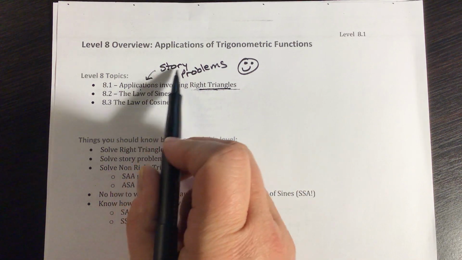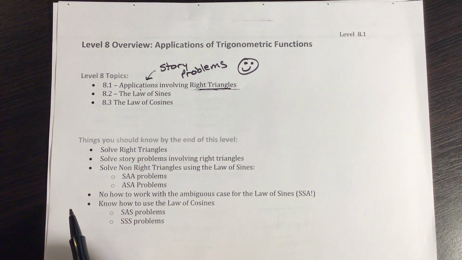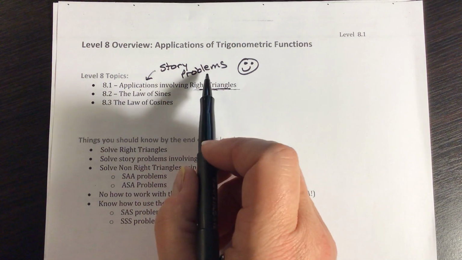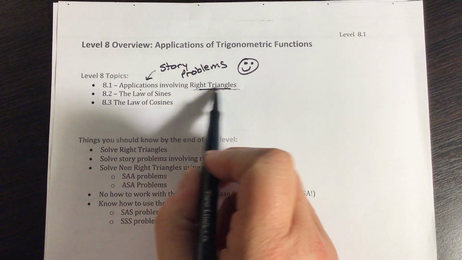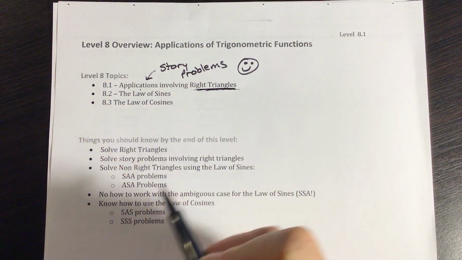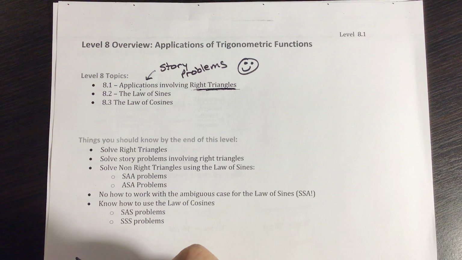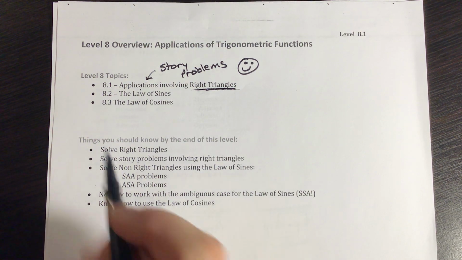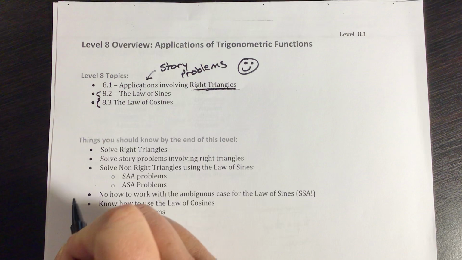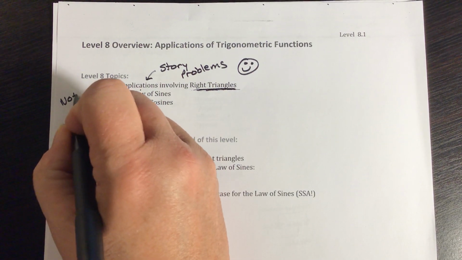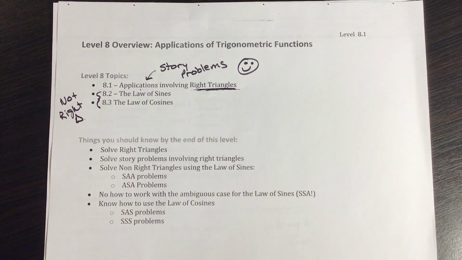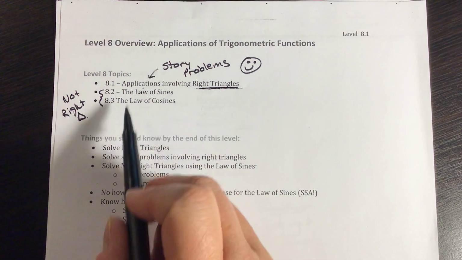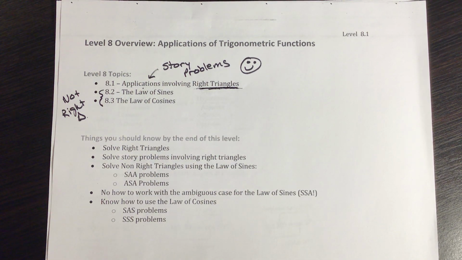And yes, applications do mean story problems. All right, so we're going to eventually work with some story problems. And in section 1, we're dealing with right triangles, and all of our trig so far has been right triangle trigonometry. But sections 8.2 and 8.3 are not right triangles. Okay, and we're going to look at ratios of sides and angles in triangles that are not right triangles.